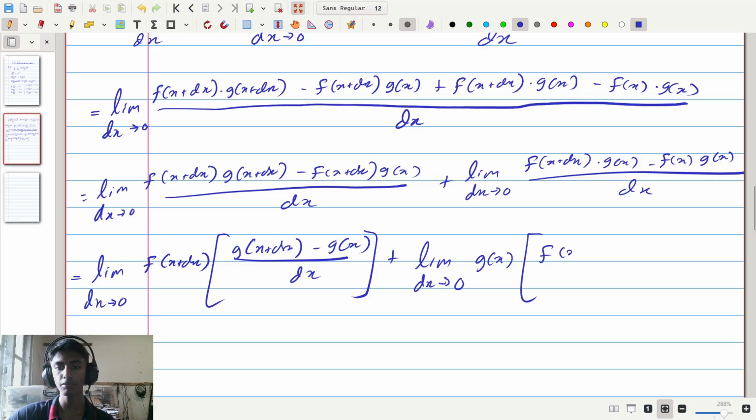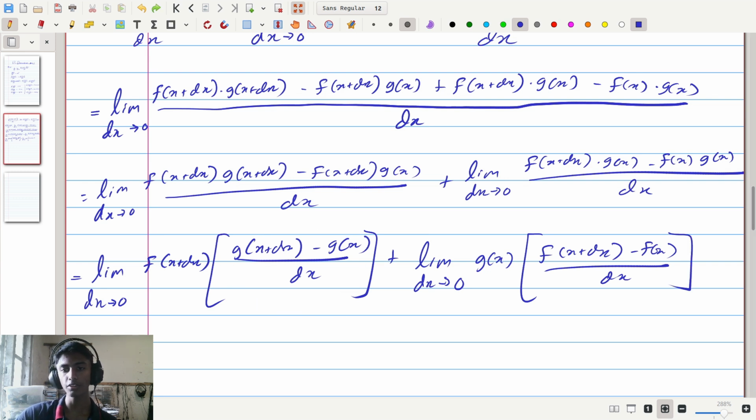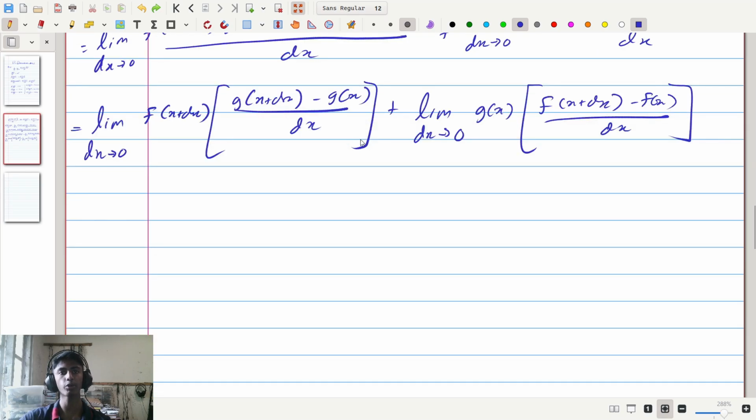So f of x plus dx minus f of x, all divided by dx. This might look familiar to you. This thing and this thing are the two derivatives of the two functions. So here what we're going to do next is use the second property of limits, saying that if you have a product of two functions and you take the limit, it's the same as taking the two individual limits and then taking the product of them.